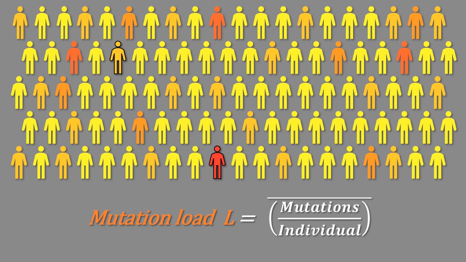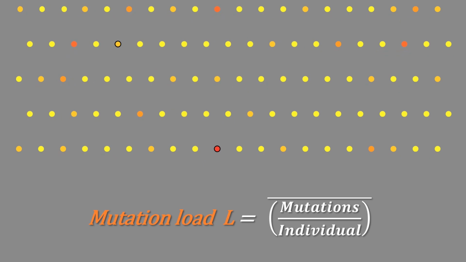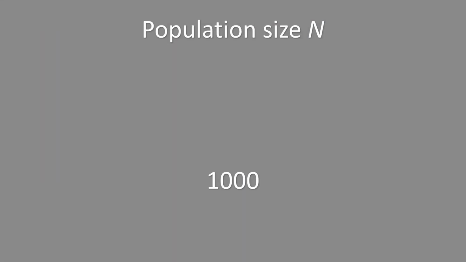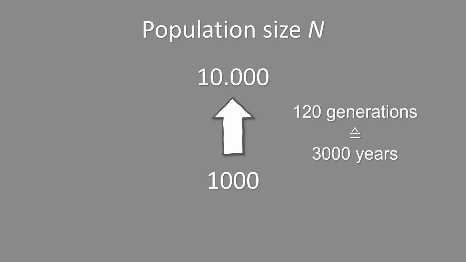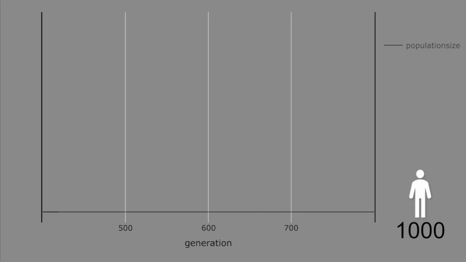Since our population will grow, from now on we will only show the heads for a better overview. Speaking of population size, our population of initially 1,000 individuals grows to a final size of 10,000 in about 120 generations, or roughly 3,000 years. These parameters were chosen to mimic a scenario resembling the early growth phase of ancient humans. Simulations of a larger population or migration are computationally impractical. Let's get to the simulation.